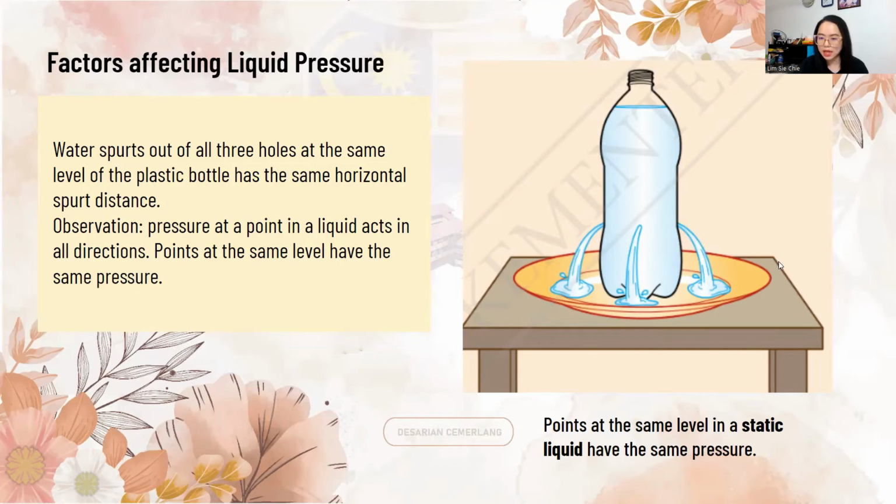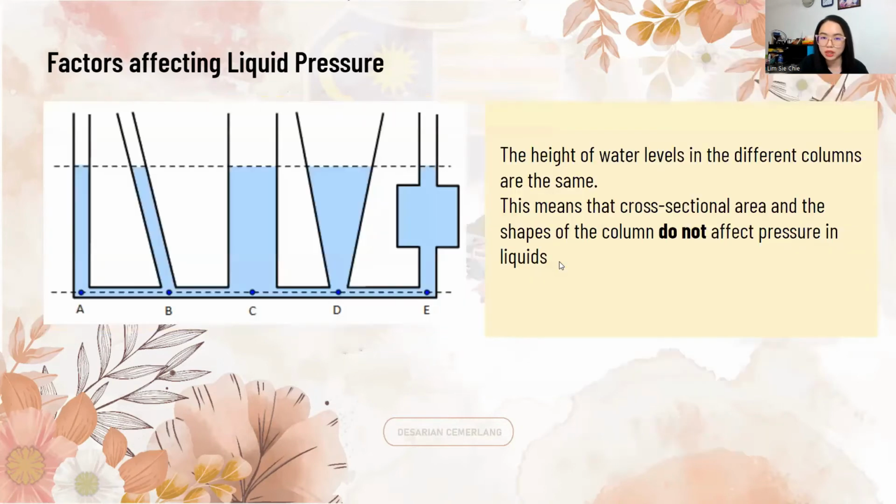Now, these points at the same level in a static liquid have the same pressure. What do I mean by static liquid? Static liquid is like this. Let me just show you the previous diagram. This is what I mean by static. It means that the water cannot flow out from E and it cannot flow in from A.